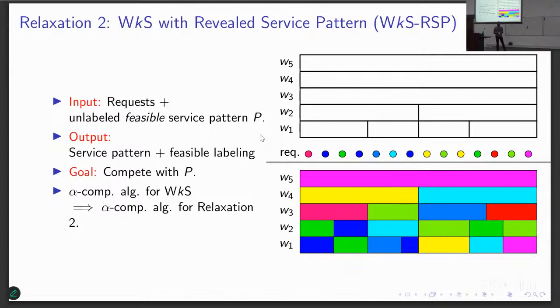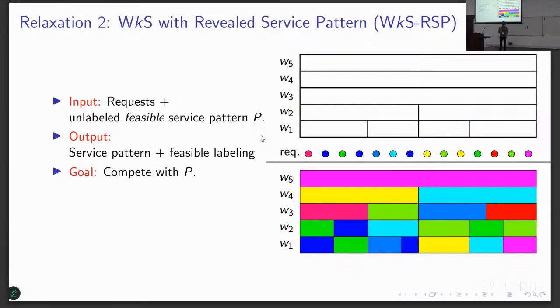So, how are you ensuring that in this step it's always feasible? One thing you can do is you can always move some server, and that would always remain feasible. So if you just want to output a feasible service pattern, you can move one server W1, and that would ensure feasibility.